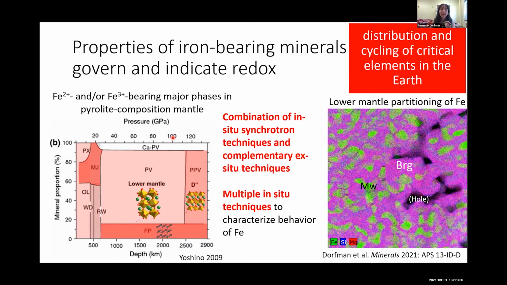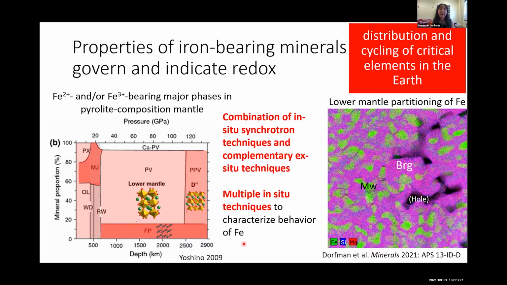iron 3+. And in this cartoon, we're highlighting in different colors of red, basically how much iron we expect to be in those different phases, where we're seeing the proportion of each of these minerals, pyroxene, majorite, perovskite, that is bridgmanite, and so on, as a function of mantle depth.